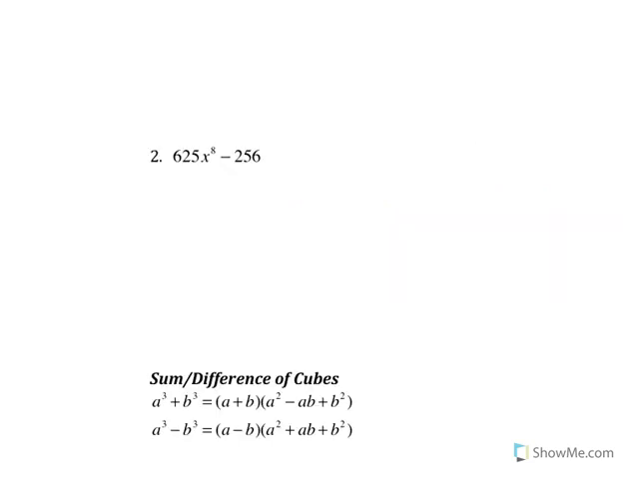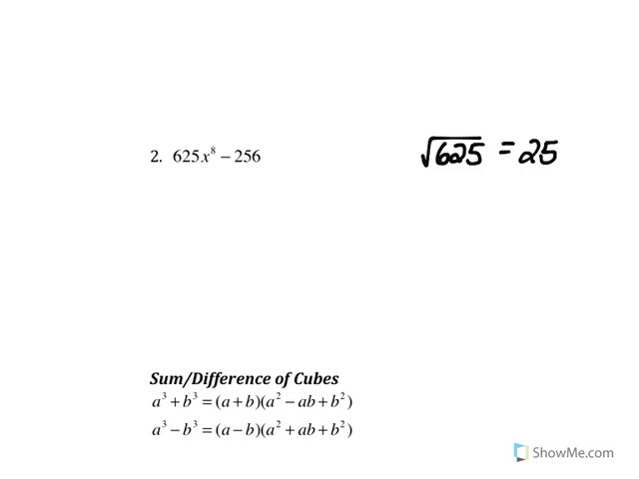On the next page, we have 625x to the 8th minus 256. If you're not sure if something's a square root, go to your calculator, type it in. So if you're not sure what the square root of 625 is, type in the square root of 625 in your calculator. It's going to give you 25. Okay, so if you don't recognize it as a perfect square, check it. And when we get into the cubes, you'll check that as well.